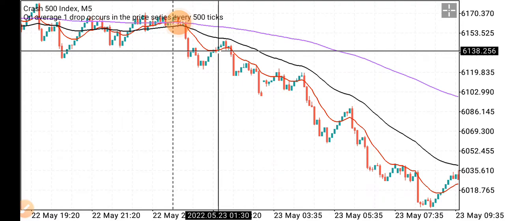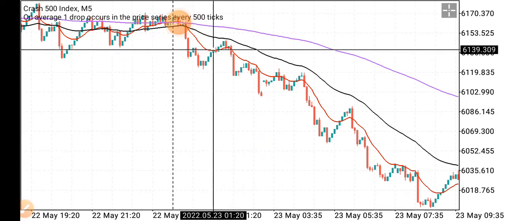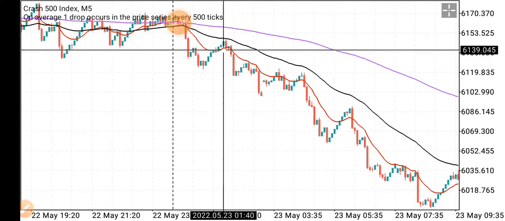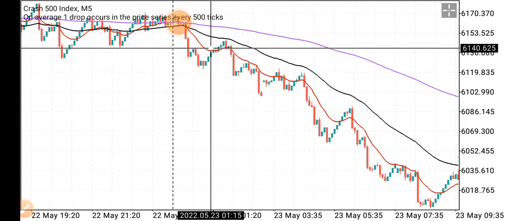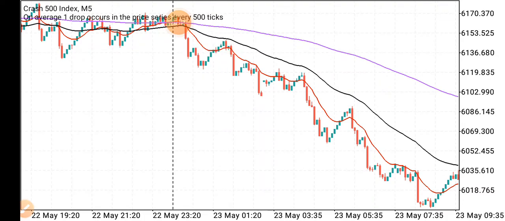But for M1, the 1-minute time frame, you can enter a little bit earlier, before the candles touch the red moving average, because the spike may occur before the candles touch it. So just a candle before the touch of the red moving average, you enter your position.